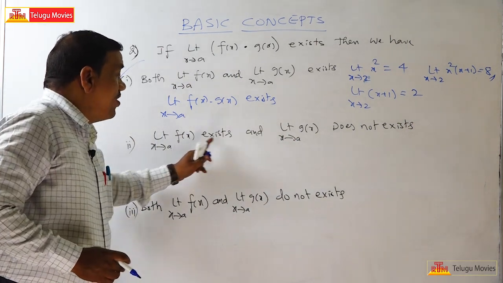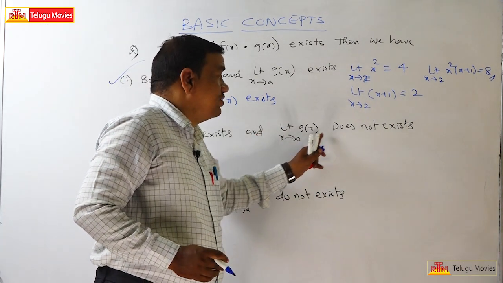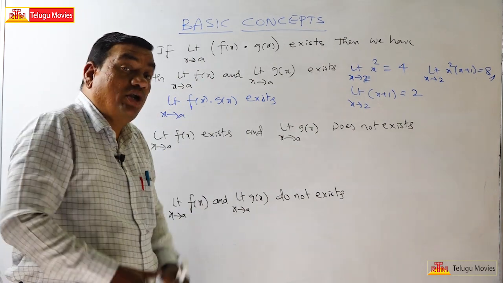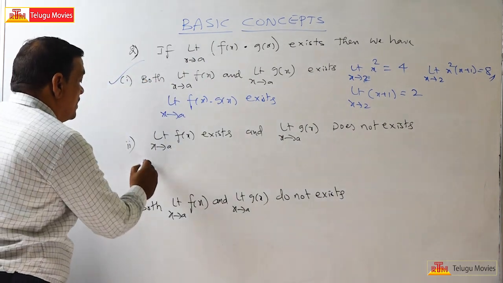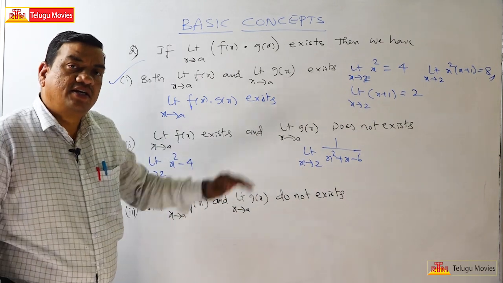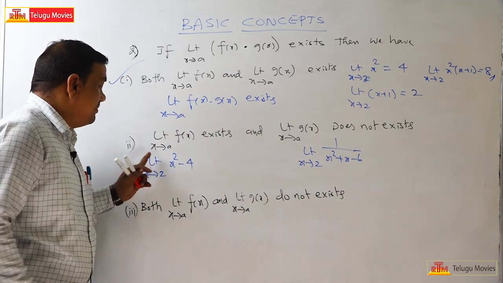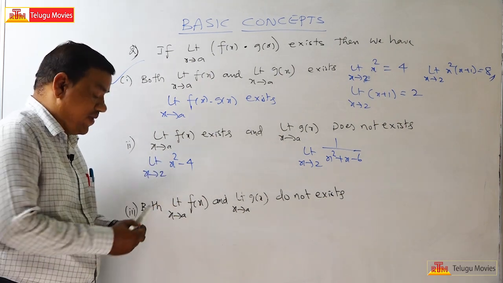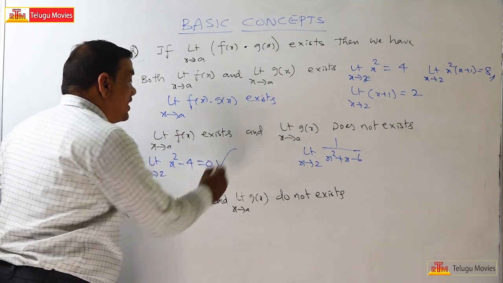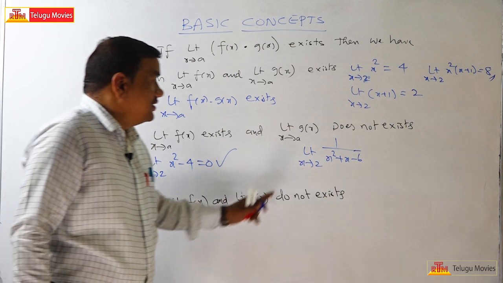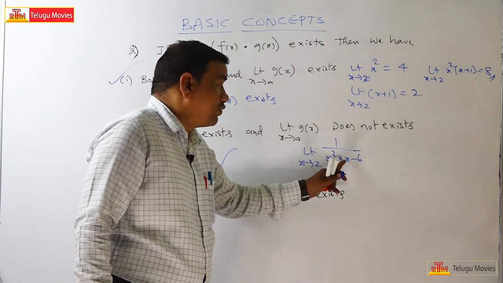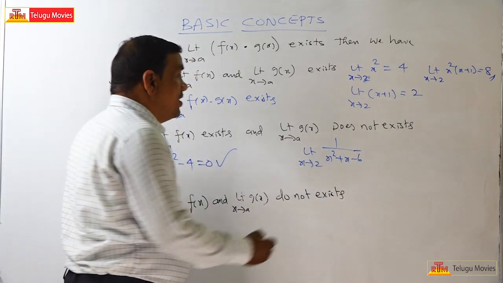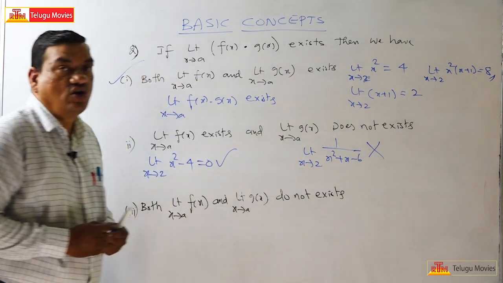Limit x tends to a of f of x exists and limit x tends to a of g of x does not exist. The first limit exists, the second limit does not exist, but the product exists. To prove this, let us take one example here. Limit x tends to 2, x square minus 4. How much is this? 2 square is 4, 4 minus 4, this is equal to 0. The limit exists. Okay, now see here, limit x tends to 2 of 1 by x square plus x minus 6: 4 plus 2 is 6, 6 minus 6 is 0, 1 by 0. The limit does not exist.